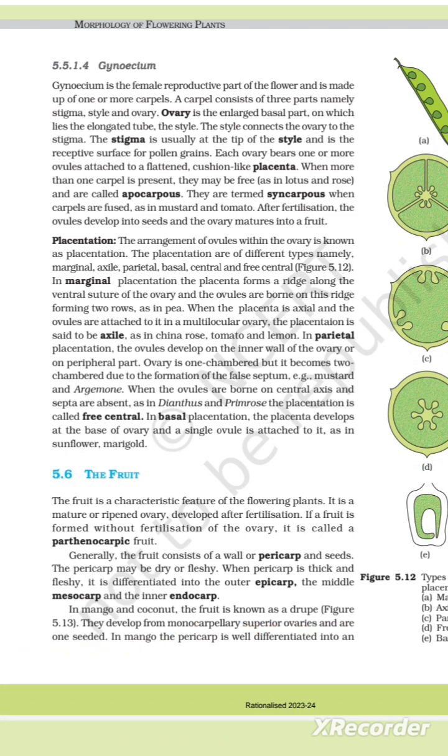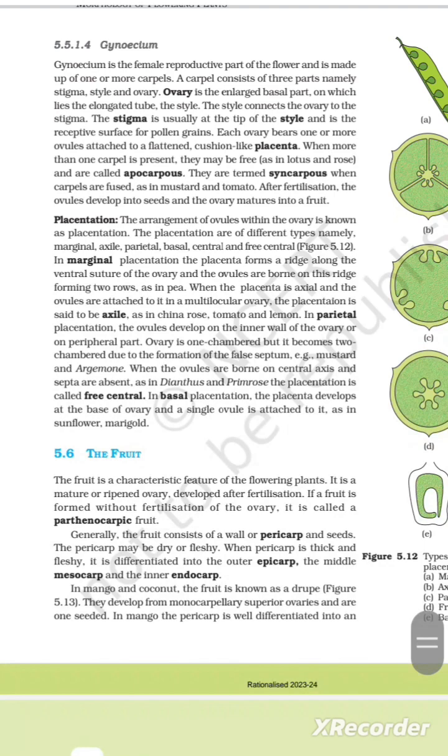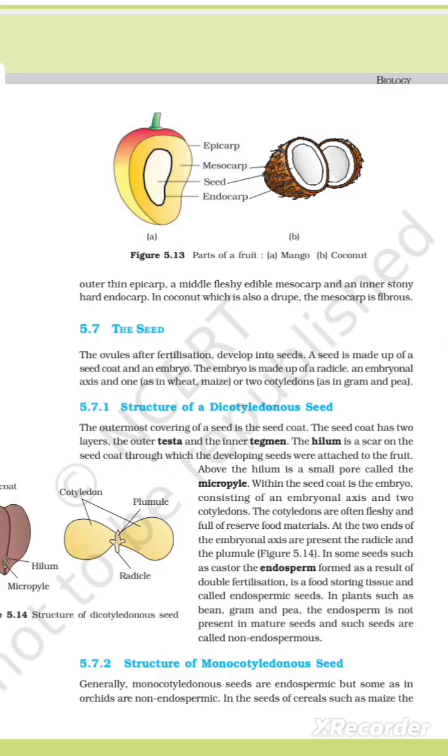In mango, the pericarp is well differentiated into an outer thin epicarp, a middle fleshy edible mesocarp, and an inner stony hard endocarp. In coconut, which is also a drupe, the mesocarp is fibrous. Figure 5.13. Parts of a fruit: A, mango; B, coconut.